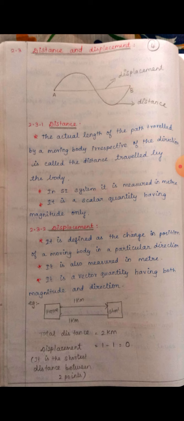Both the units are the same. Both units are meter. Distance has magnitude only. It does not have direction, so we are not considering the direction. It is irrespective of the direction. But displacement has both magnitude and direction. Are you clear?